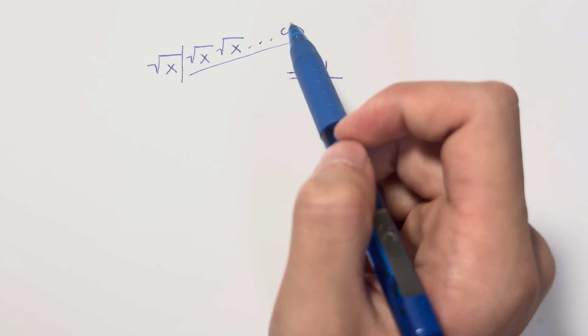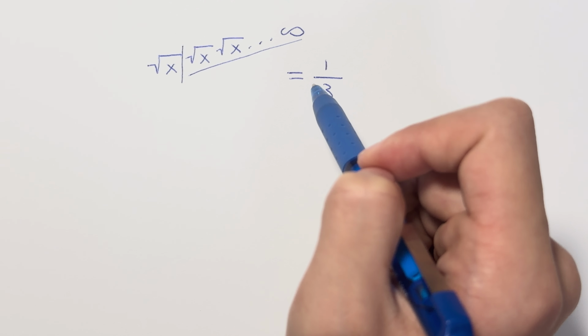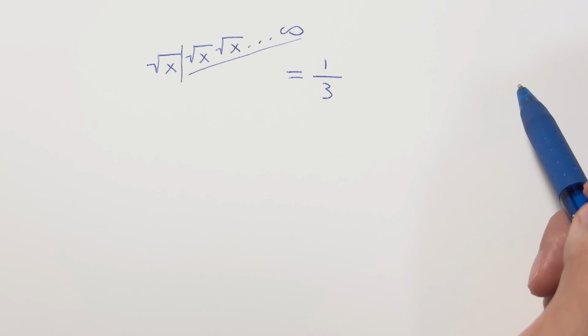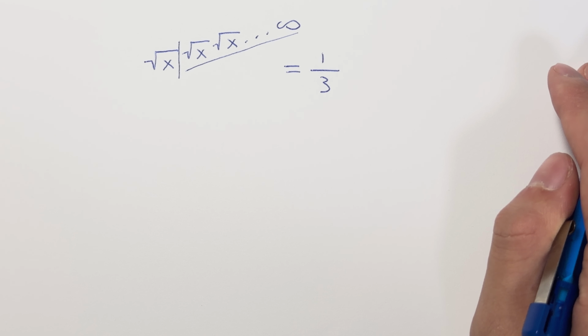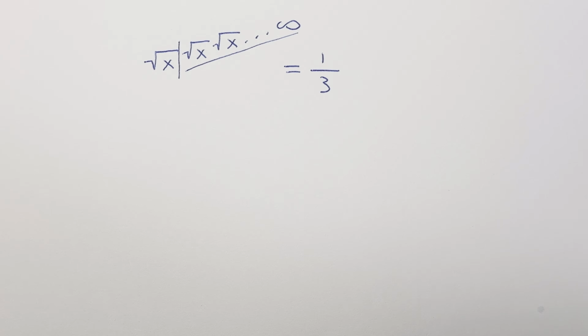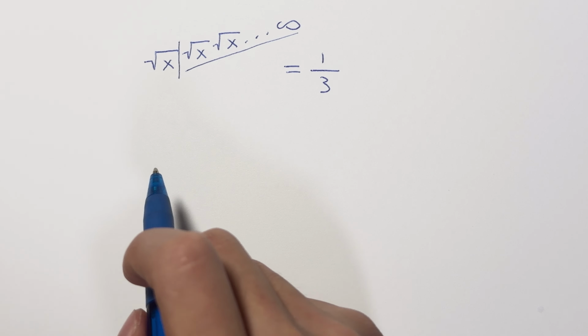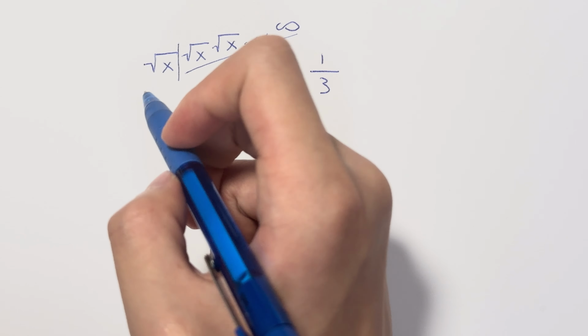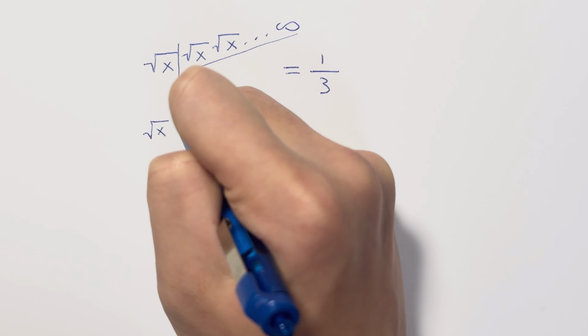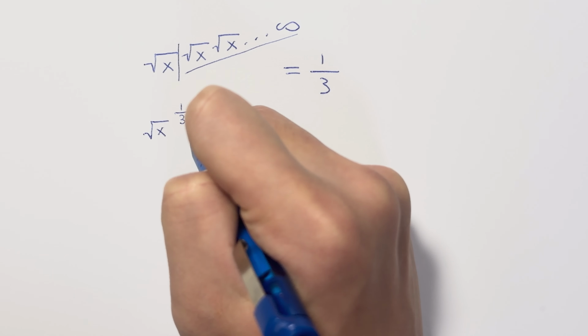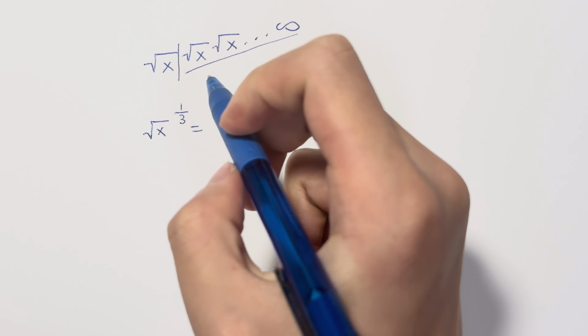Since the problem tells us the entire tower equals 1/3, then this will mean that the part I underlined must also be 1/3. So we can simplify this problem now to become square root of x to the power of 1/3 equals 1/3.